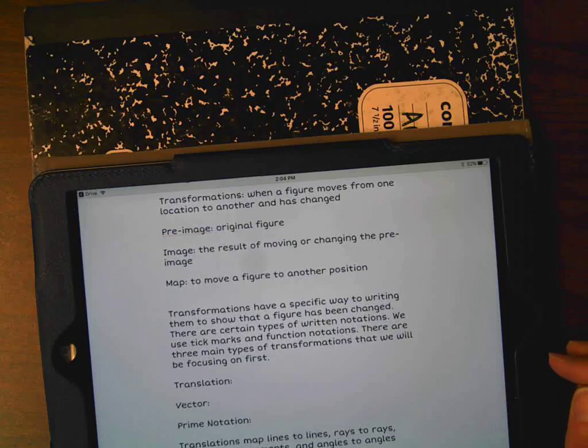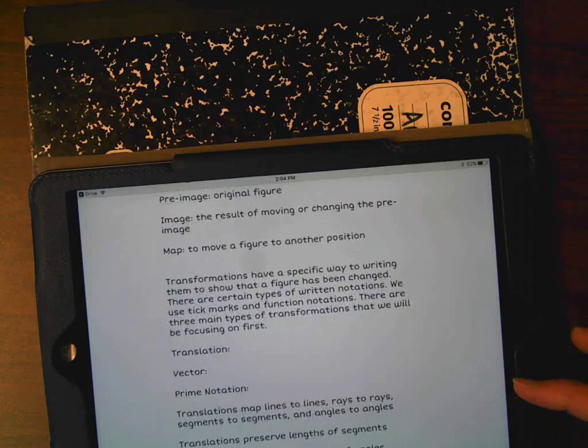All right. Transformations have a specific way of writing them to show that the figure has been changed. There are certain types of written notations. We use tick marks and function notations. There are three main types of transformations that we'll be focusing on first. The first one, like I said at the very beginning, is a translation.